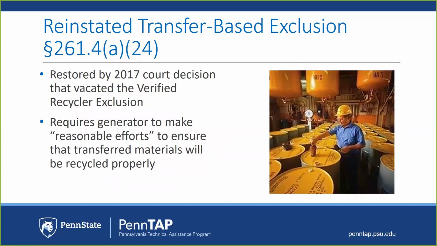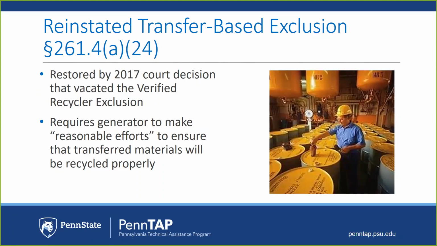Let's shift now to the second exclusion. The transfer-based exclusion was restored as a result of a 2017 court decision, which vacated the verified recycler exclusion. It requires the generator to make reasonable efforts to ensure that transferred materials will be recycled properly. As I mentioned previously, the verified recycler exclusion had required a variance to be obtained before a recycler accepted the materials to be recycled.